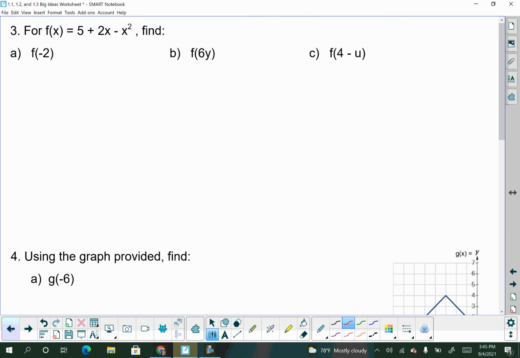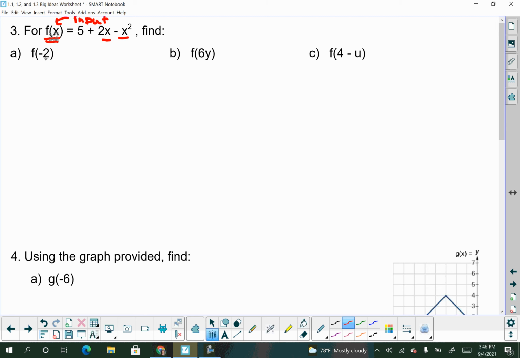Our next problem is evaluating a function. This is what we call function notation. A lot of times you'll see f and x, but it could be something else. It could be g of n. The variable that you see inside the parentheses here, that's our input. That's our independent variable. That's what you're going to be plugging values in for. And again, a lot of times it's going to be an x there. F is just the name of the function. We say this is function f, and the function is 5 plus 2x minus x squared.